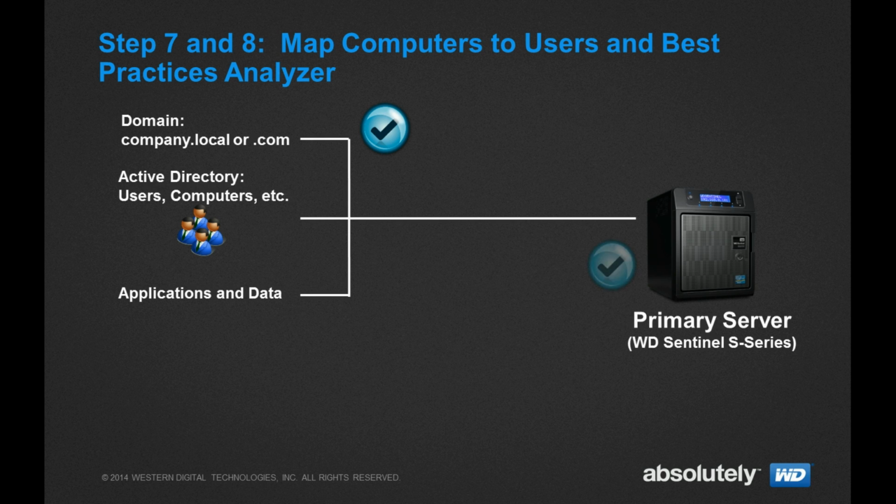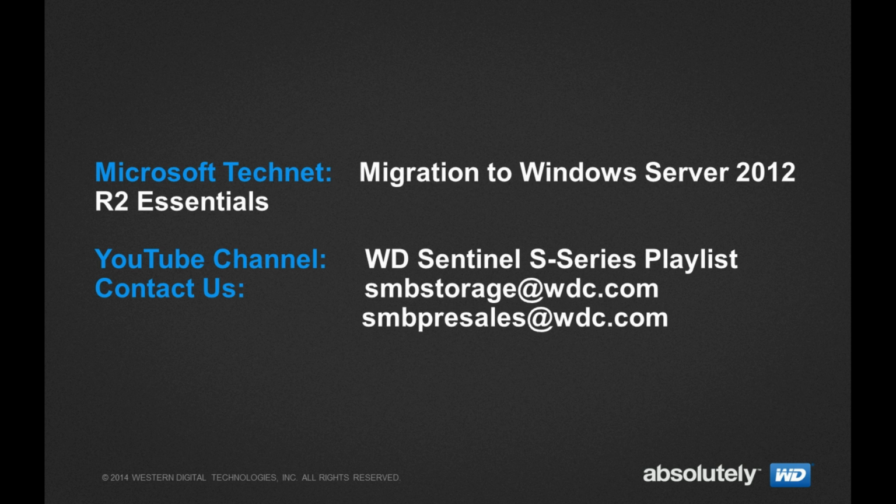Steps 7 and 8 are all about cleanup, mapping users to computers, and running the best practices analyzer. These images are great for a visual cue, but again, use the Microsoft Technet article as the Bible when you do your migration to Windows Server 2012 R2 Essentials using the W-Sentinel S-Series.